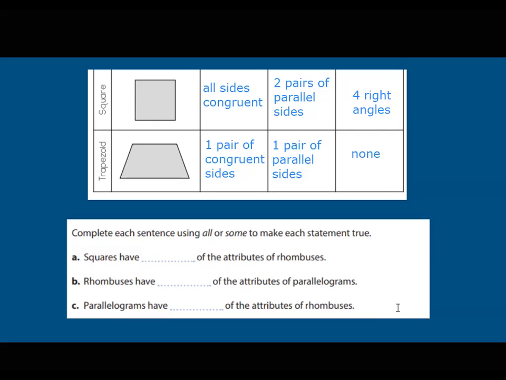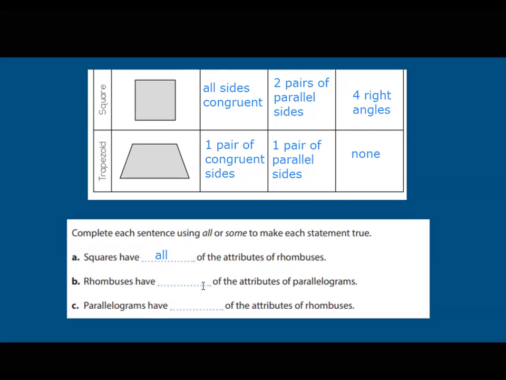Okay, so now I have to complete each sentence using all or some to make each statement true. A, squares have blank of the attributes of rhombuses. So we know that rhombuses have 4 sides. Does a square have 4 sides? Yes. We know that it has congruent sides because all sides are equal, and that works for our square also. And it has 2 pairs of parallel sides, which a square has also. So we can say that squares have all of the attributes of rhombuses.